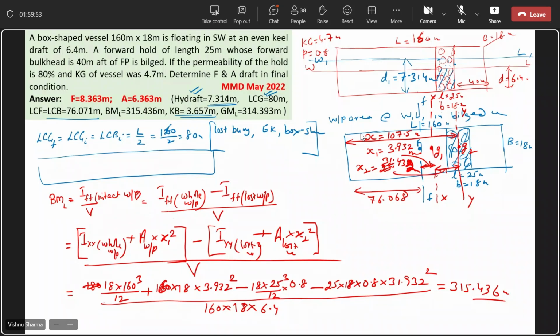Once you are done, guys, this was an MMD question and not a very old one, May 22. So if you have been able to solve it by and large on your own, then that means this type of question, if it comes, you will have no issues whatsoever.